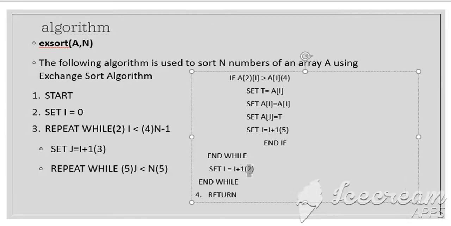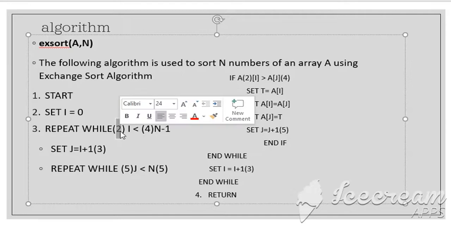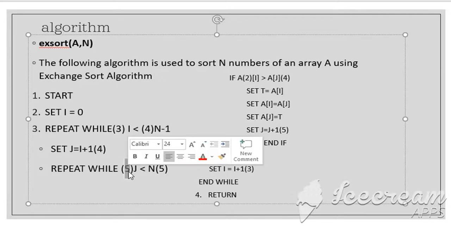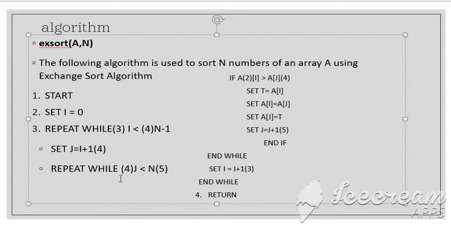And next we are moving on to the last pass. i becomes 3. 3 less than 4. The condition is true. So j equal to i plus 1, that is j equal to 4. That is, the third element is going to be compared with the fourth element. So 4 less than 5.